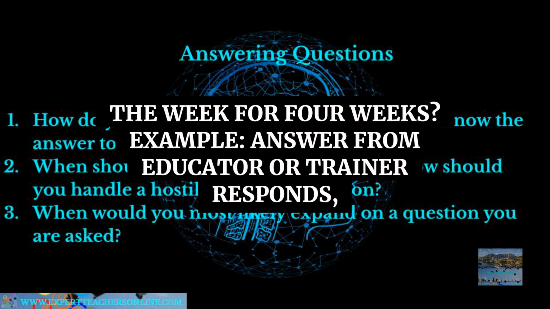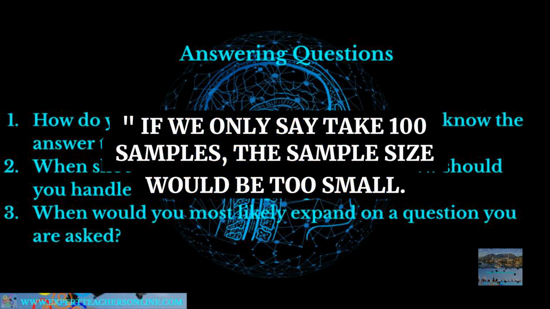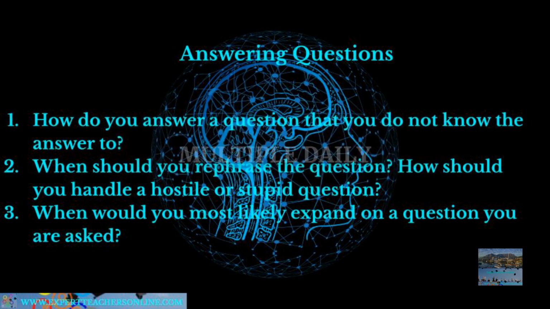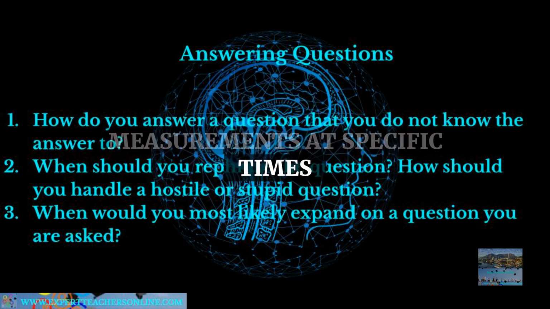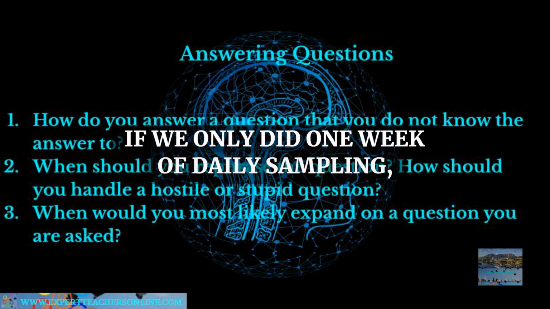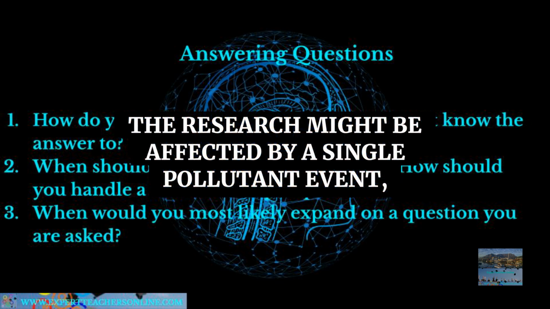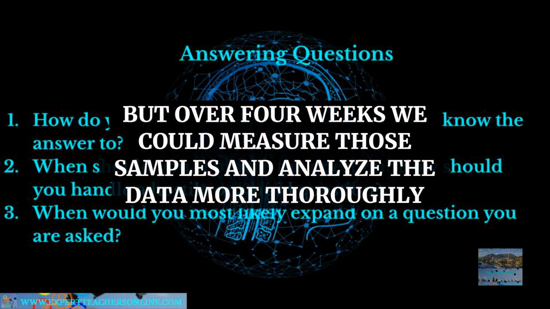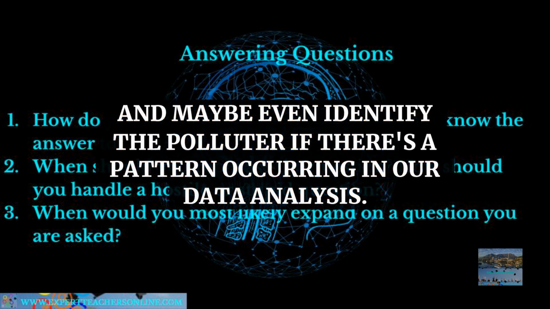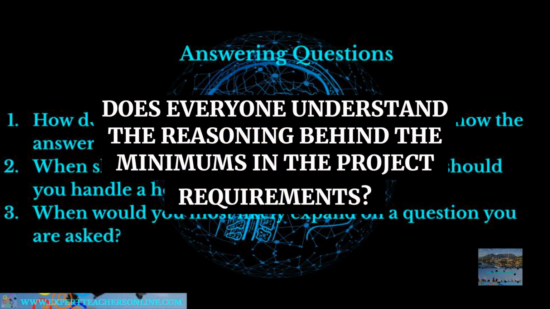Example answer from the educator or trainer: "If we only say take 100 samples, the sample size would be too small. Multiple daily measurements at specific times and places using more samples will give us more specific data. If we only did 1 week of daily sampling, the research might be affected by a single pollutant event, but over 4 weeks we could measure those samples and analyze the data more thoroughly and maybe even identify the polluter if there's a pattern occurring in our data analysis." Does everyone understand the reasoning behind the minimums in the project requirements?